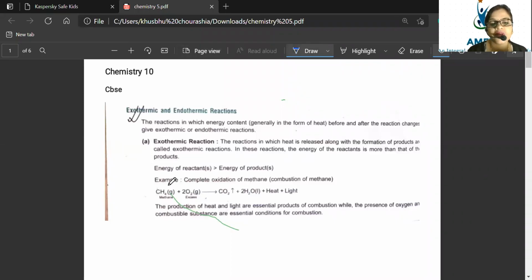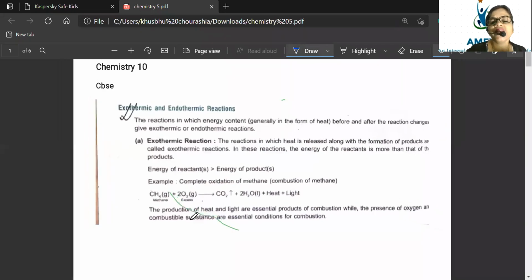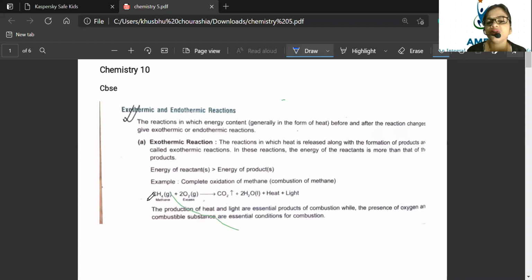Now look here, beta, the first example I'm taking is methane burning. CH4 is methane, and this is a combustion reaction. In a combustion reaction, methane burns in the presence of oxygen, so definitely carbon dioxide, water, heat and light are generated. But if heat is not written, you have to understand that oxygen facilitates the reaction.